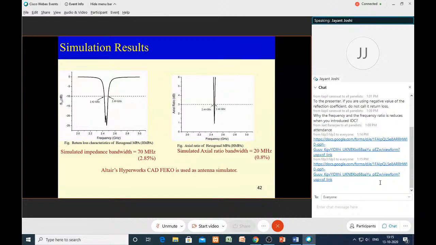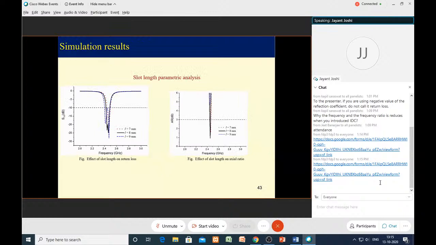So 2.42 gigahertz to 2.49 gigahertz. Very good impedance matching we got here. Also, we checked the axial ratio for circular polarization. Here we use the CADFEKO simulator, because that is available in the institution. And here you will see a notch at the bottom side that shows there is CP. So we checked the CP, and we measured the results.